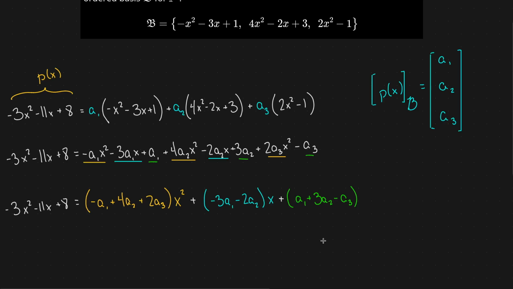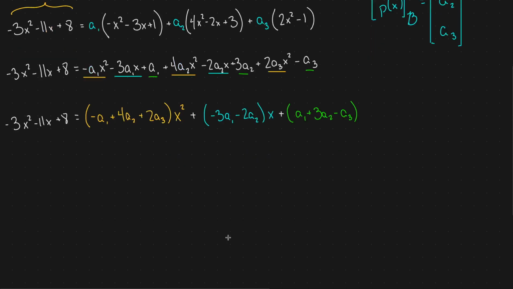Okay? Now, because of like terms, the coefficient in front of x squared on the left-hand side has to be the same as the coefficient in front of x squared on the right-hand side. Okay, similarly, coefficient in front of x on the left has to equal coefficient in front of x on the right, and so on. This is going to tell us what the coefficients are equal to.